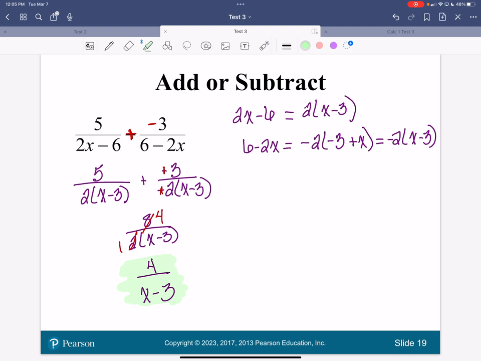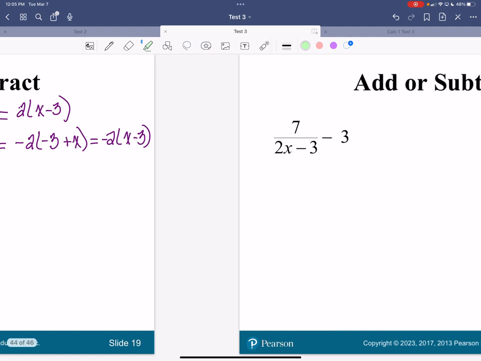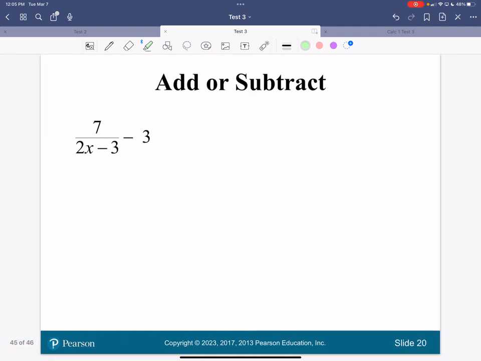Now, let's go to the next one. Okay, we are subtracting a whole number. What is that? 3 over 1. The denominator of that minus 3 is positive 1. Okay, so the first thing that I'm going to do is I am actually going to rewrite this. So I'm going to have 7 over 2x minus 3 plus negative 3 over 1.